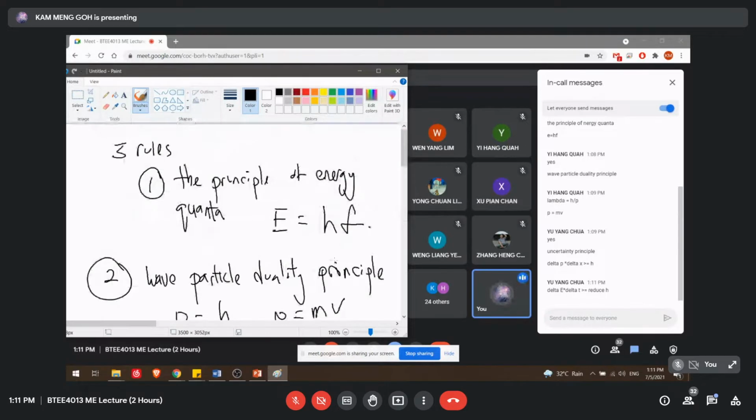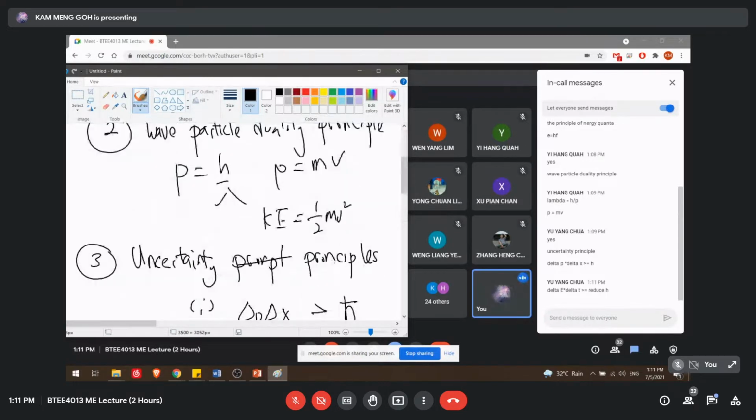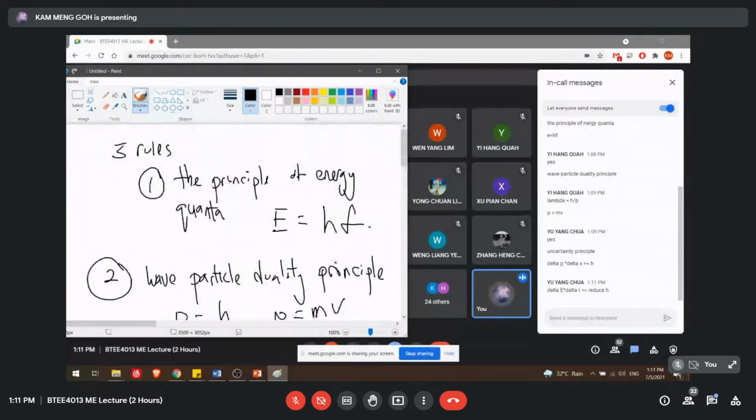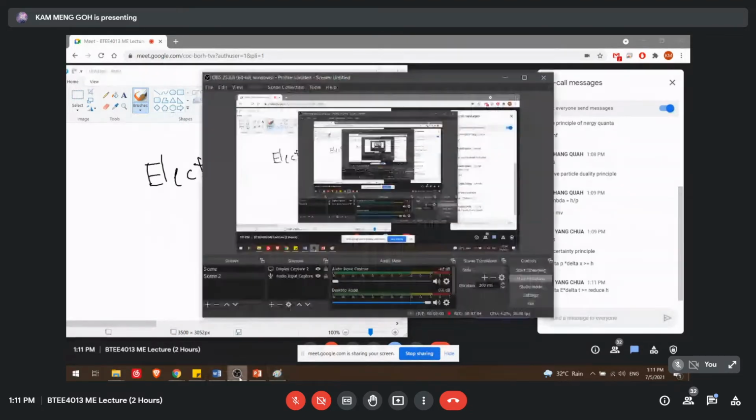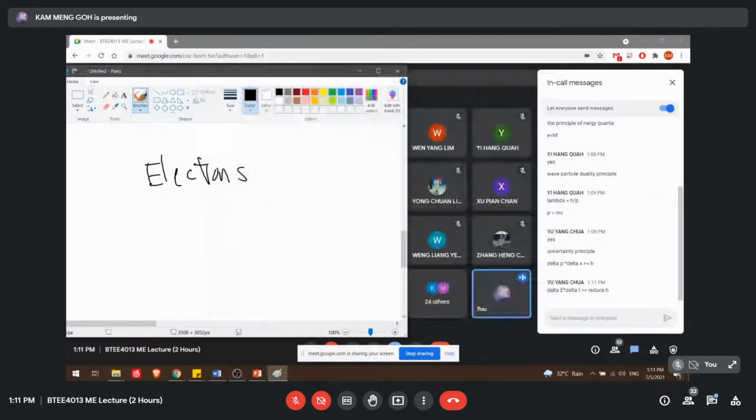Okay, so basically these three are the basic things that we need to know when we're dealing with quantum mechanics. Whenever we talk about the electron, all these things are actually dealing with the electron. Because electrons are too small for us, we need these three rules to measure them.